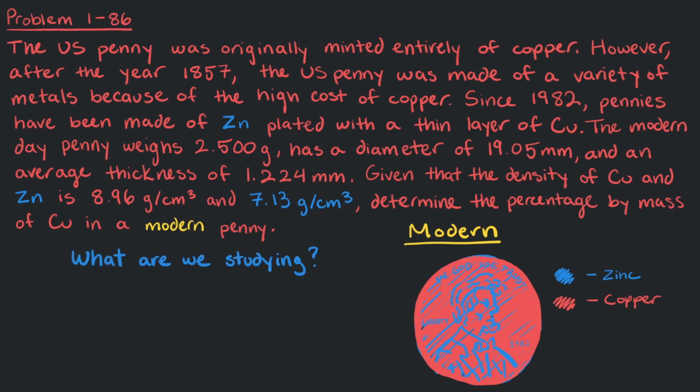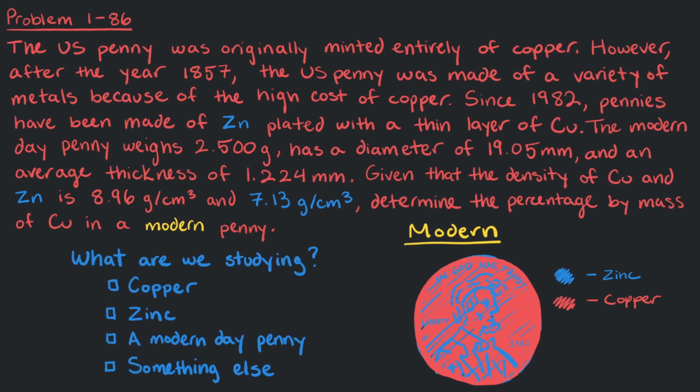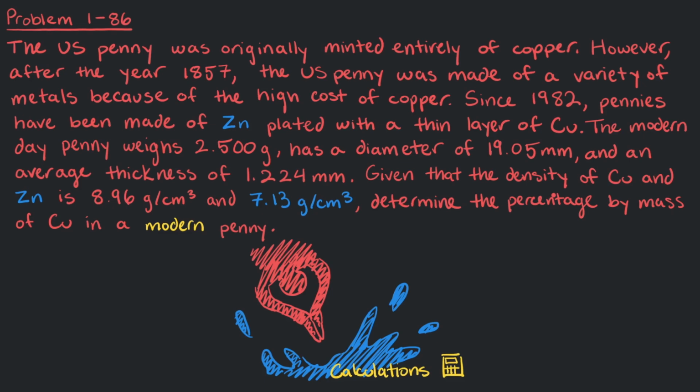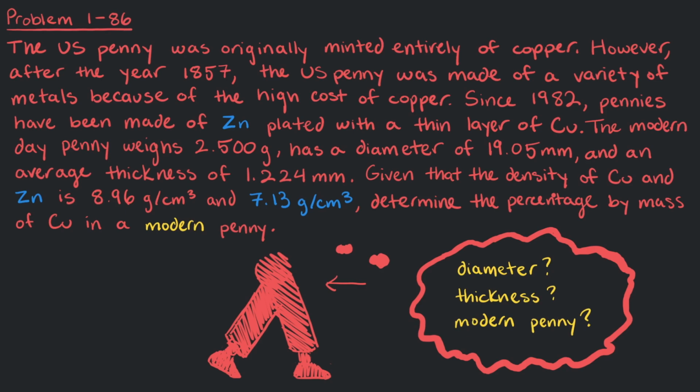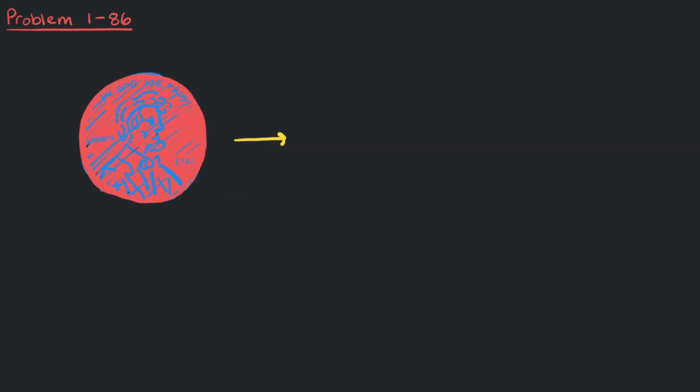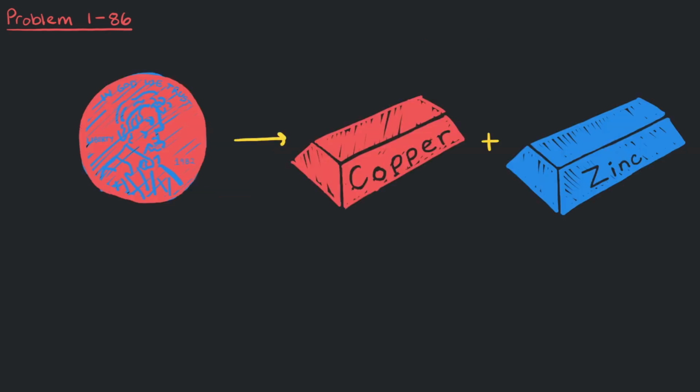What are we studying in this problem? Exactly, we're studying one modern-day penny. But before we dive into the calculations, let's take a step back and see how we should start thinking about this problem. The penny is made from two different metals, copper and zinc.